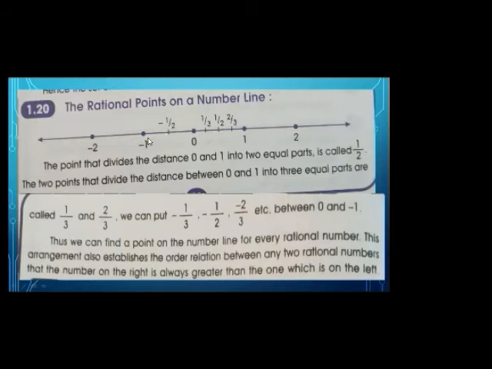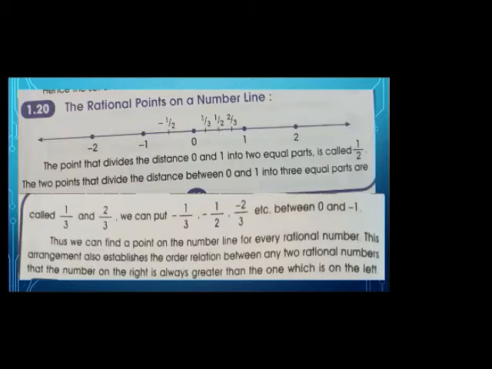Between them, this is half of -1 and 0. This is half of 0 and 1. This point is the center point or the middle point. So it is 1 upon 2, or half of the segment. So the point that divides the distance between 0 and 1 into two equal parts is called 1 upon 2. Here you are observing that 0 and 1 are divided into two equal parts by this point.